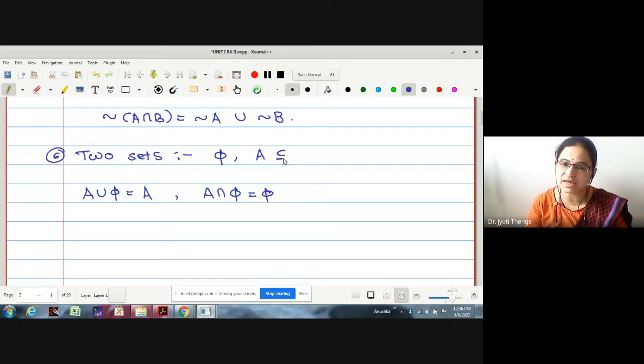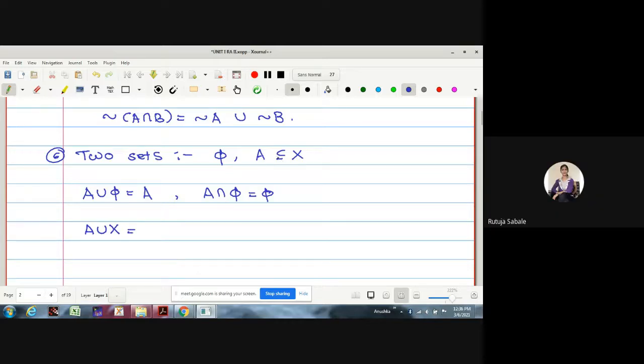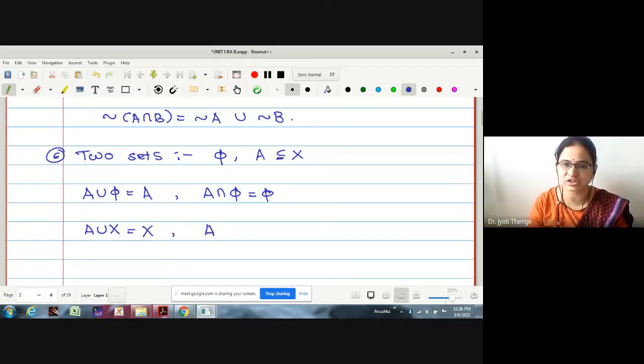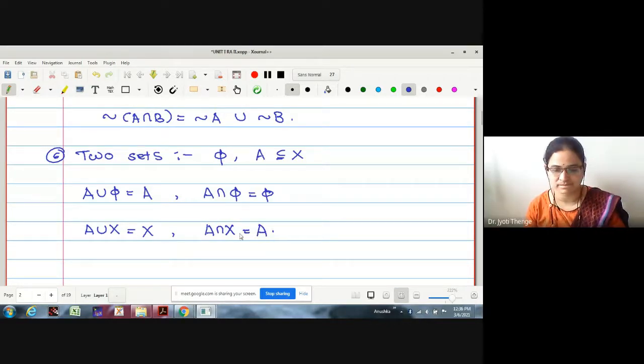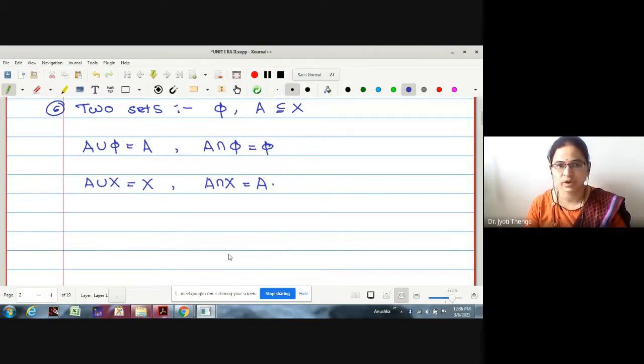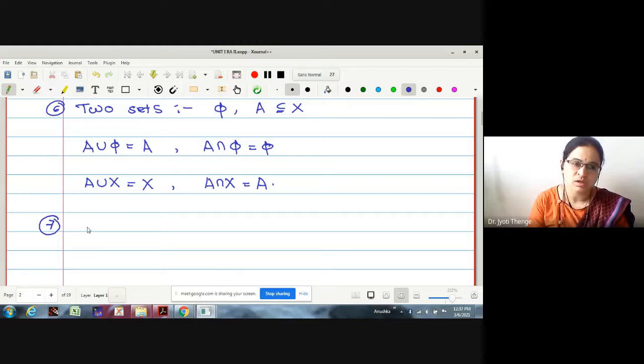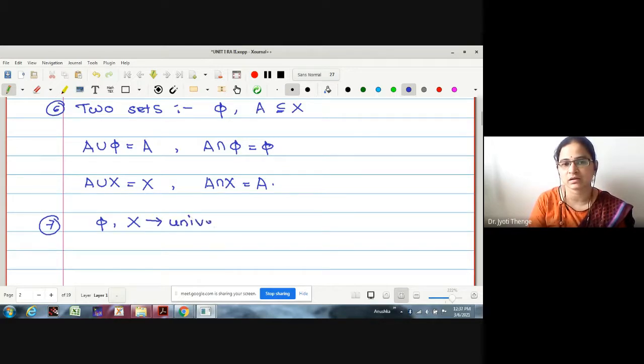And suppose A is a subset of the universal set X. Then what is A union X? X. What is A intersection X? A. Yes, it is A. One more: suppose I have the empty set and X, where X is the universal set. I think you know the concept of the universal set, no?